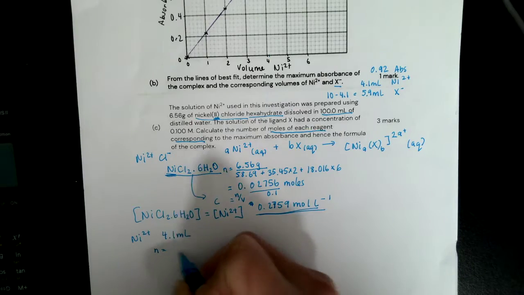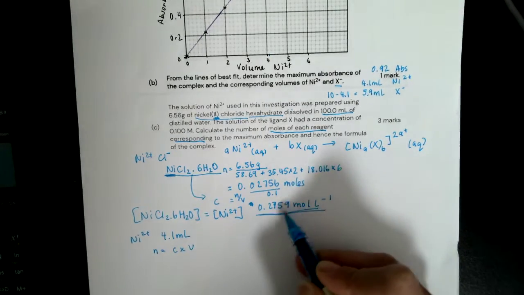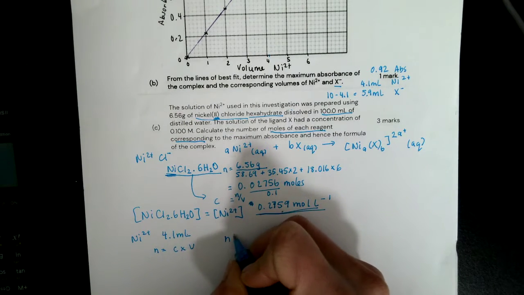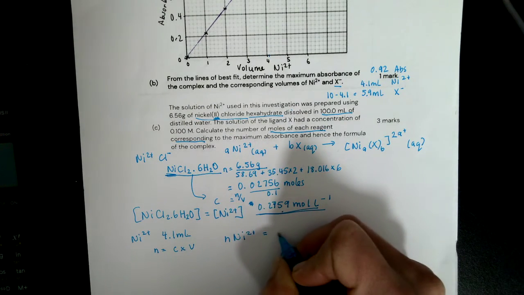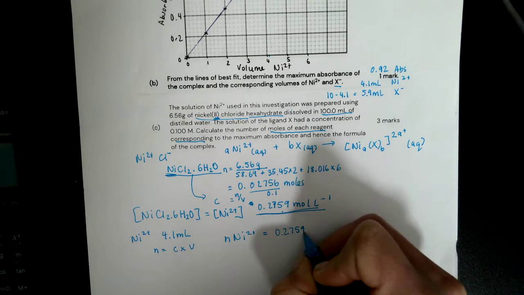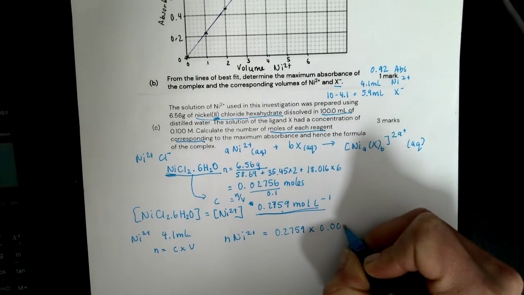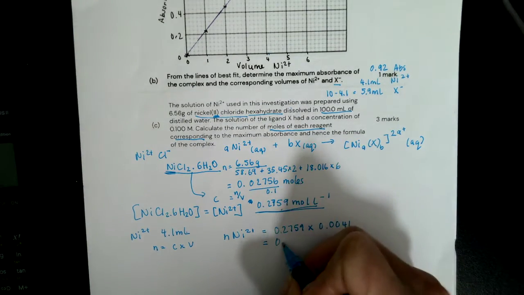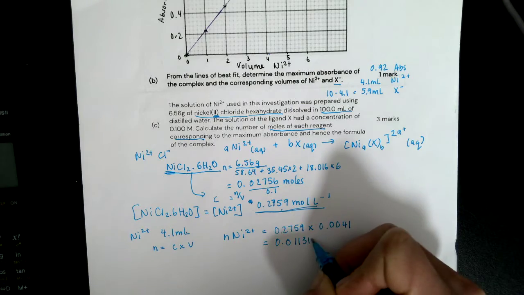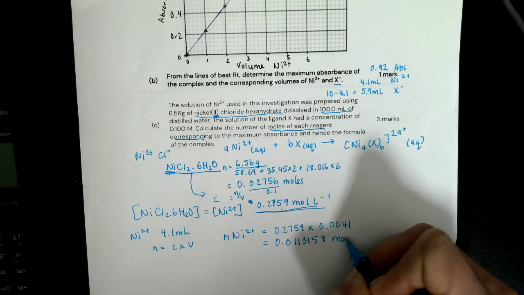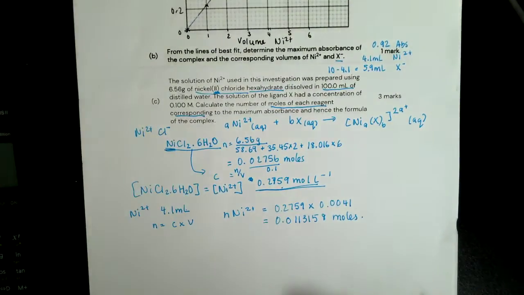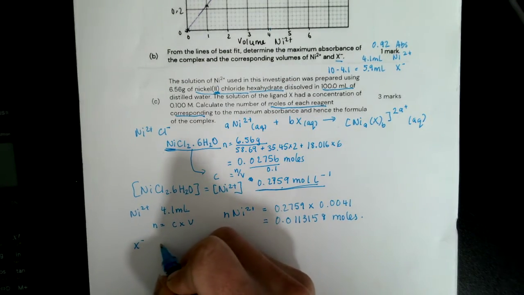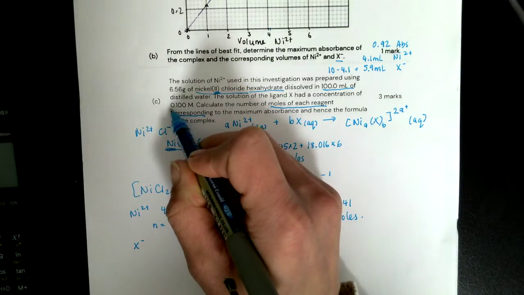So therefore, to work out the moles of the nickel 2+, I'm simply going to go n equals c times V, because I've got a concentration and now I've got a volume. So the moles of nickel will be equal to 0.2759 times the volume, which is there. So that's going to be 0.0113158 moles of nickel.